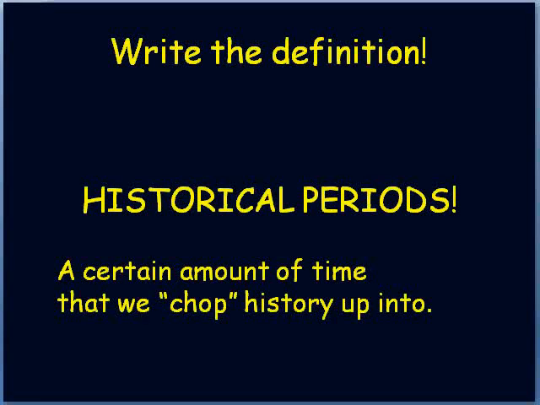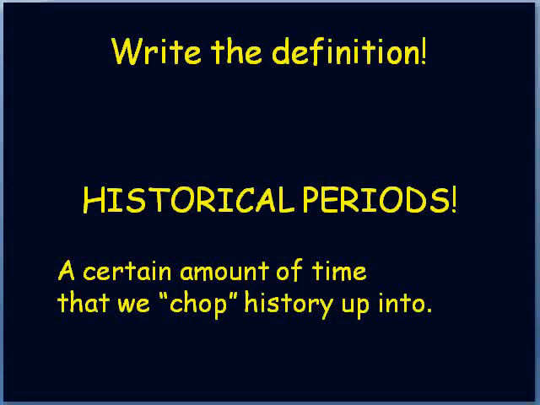Okay, so a historical period is a certain amount of time that we chop history up into. Usually, if you remember, because it has something in common. So, for example, the Tudors, we judge that to be a historical period. And we only do that to make history easier to understand. That's why we do it. We don't do it to make it more complicated. We do it to make it easier to understand.